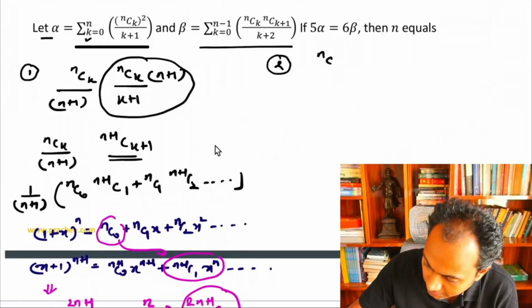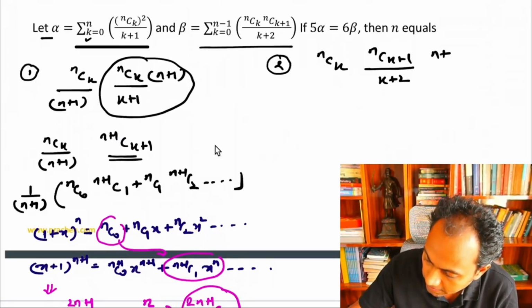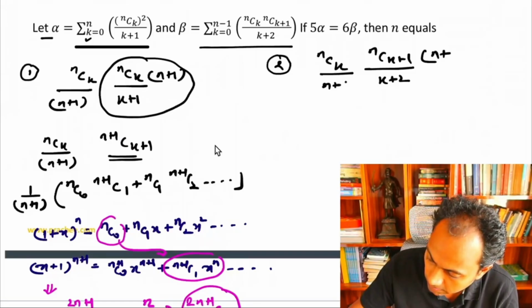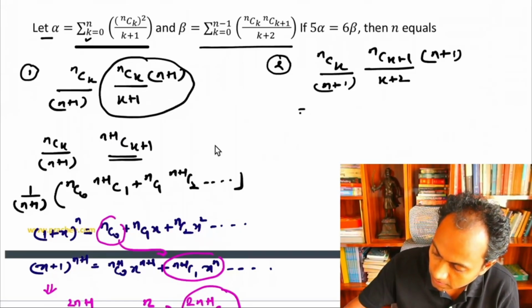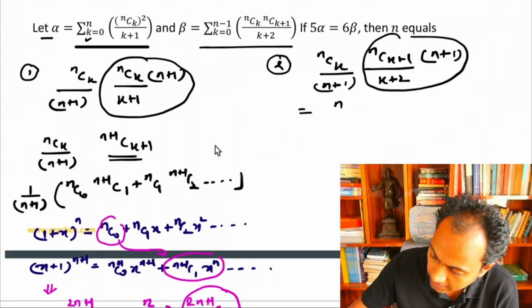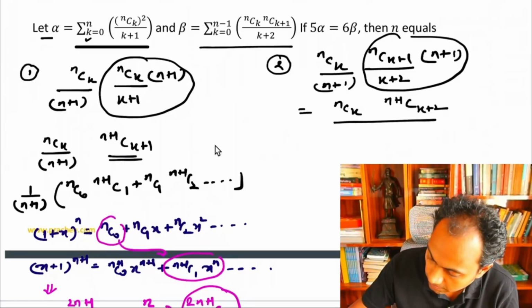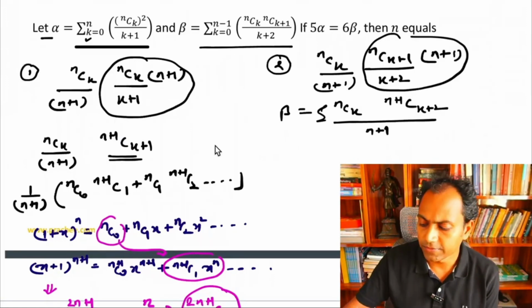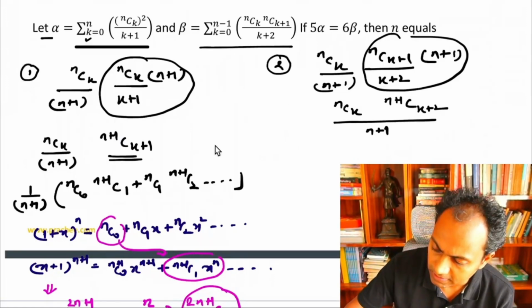Let us write the term nCk into nCk+1 by k+2. We will multiply and divide by n+2 and n+1. And once I do so, simplification will automatically happen. Now this part can be simplified and written as nothing but n+1 Ck+2 by n+1. This is nothing but the value of beta, summation of this. Now we do not need to worry about this summation and beta now. We will consider this in the last part.